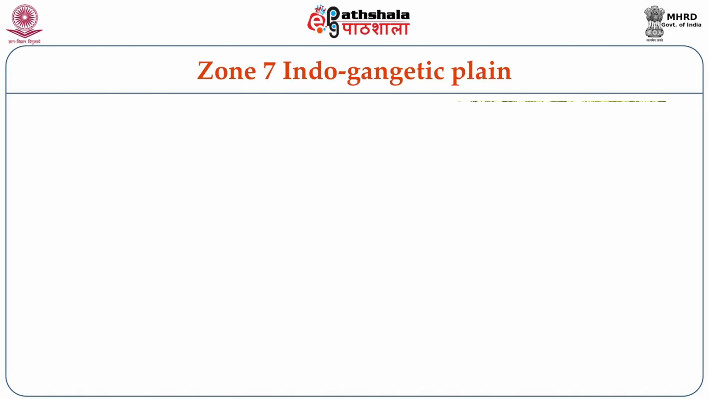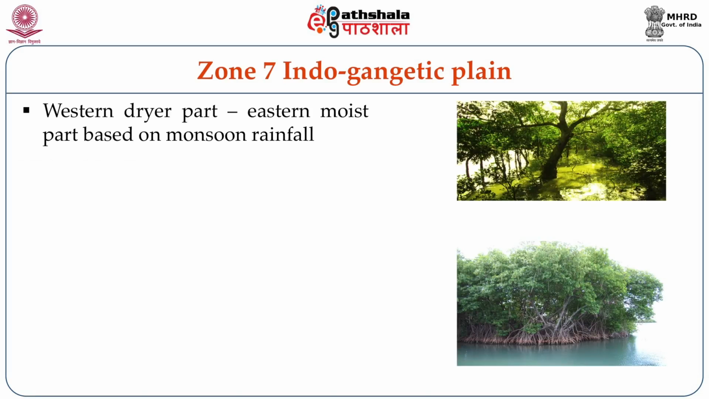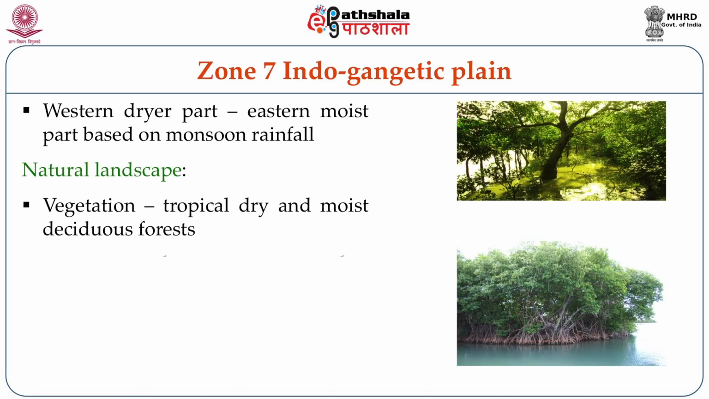The seventh zone is the Indo-Gangetic plain. This is the food bowl of India. It's always been so. In the western part is drier, the eastern part is more monsoonal. The natural vegetation is tropical dry and moist deciduous forests.